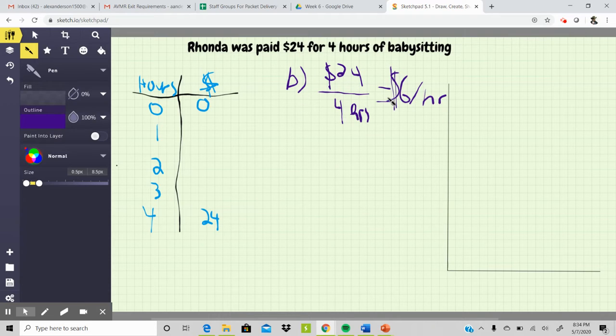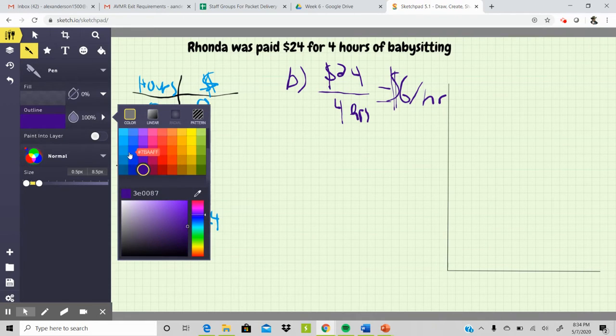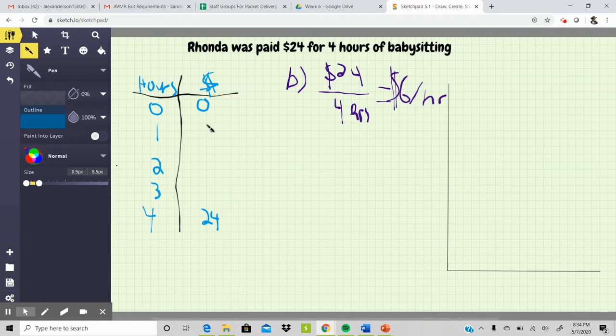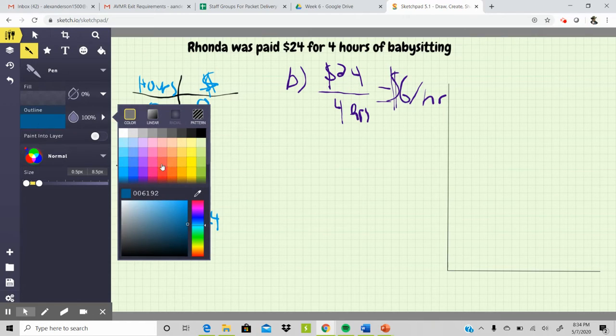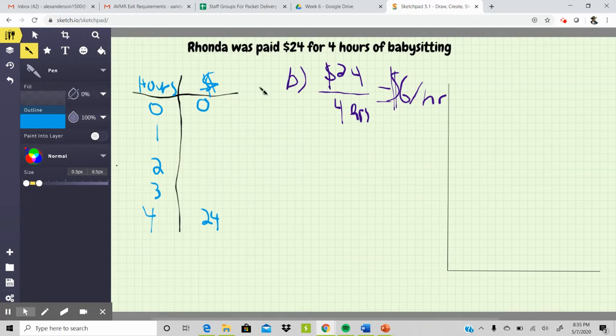$24 every 4 hours reduces down to, well, 24 divided by 4 is 6. So it'd be $6 per hour, and I can use that to help me fill in the rest of my table. If I'm making $6 an hour, then after 1 hour, I would have earned $6.